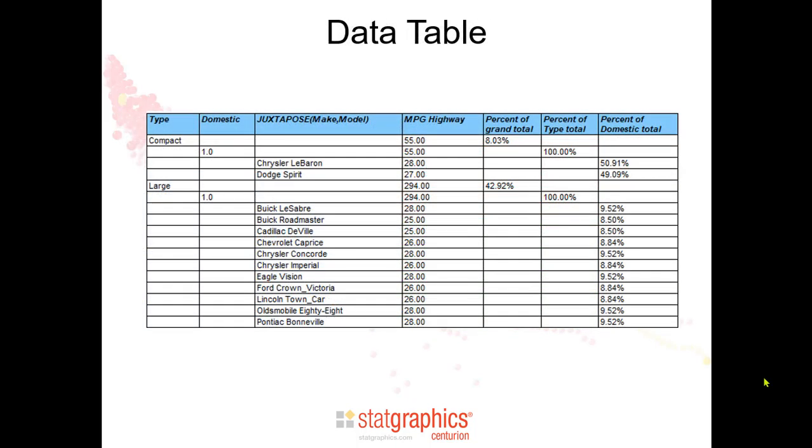Finally, the hierarchical tree map procedure also creates a data table. Here's a portion for the map we were just looking at. It shows the types, whether or not they're domestic, make and model, then shows miles per gallon in highway driving, the percent of the grand total, the percent of the type total, and the percent of the domestic total.